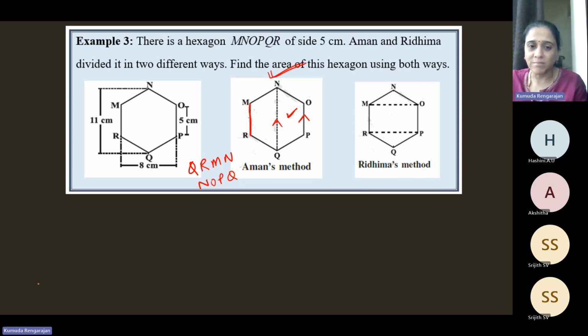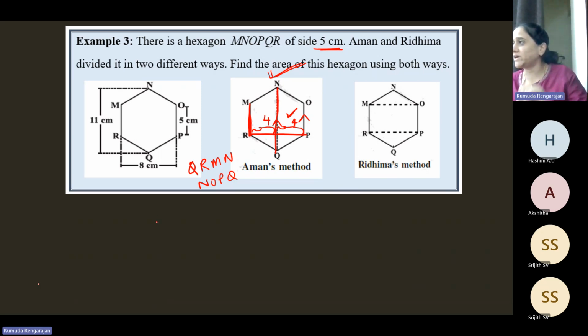5. MR is the side of the regular hexagon, and it's given in the question that the side is 5 centimeters. Each side is 5, so MR is 5. How much is NQ? 11. How much is RP? 8. So how much will this be? 4. And how much will this be? 4. So you need to first identify the values to be used in the formula.